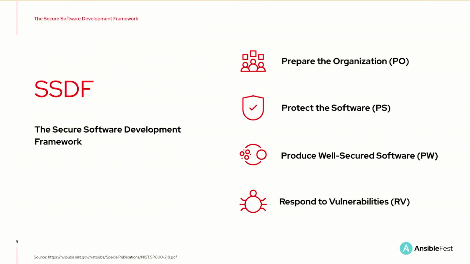Now, the feature that we're going to talk about in a lot of detail in this session is going to focus on introducing governance and control, being able to do content signing for the content you develop. So it's going to focus really on this third bullet in the secure software development framework, which is produce well-secured software.